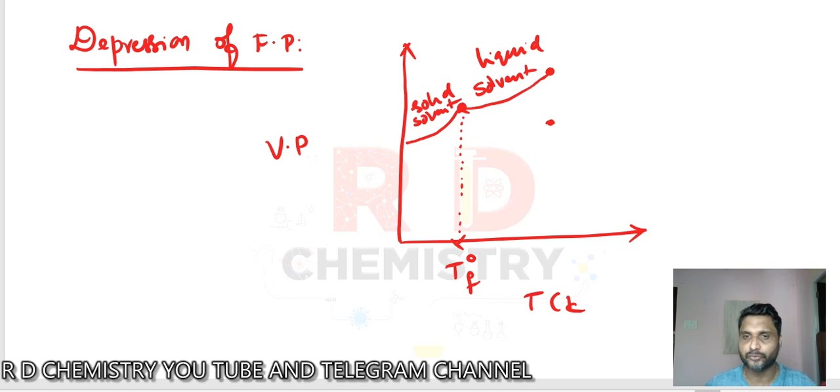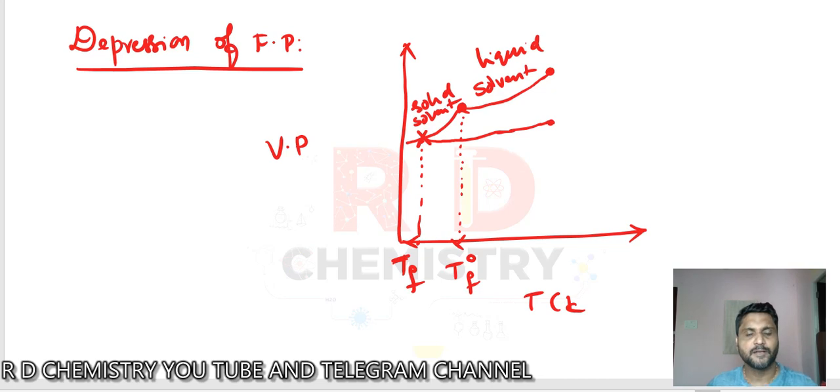I need to freeze the solution now. So what will happen? I'll decrease the temperature, and I'm going to get a curve that will touch this second graph at this point. So this is the freezing point of the solution. I'll get delta Tf. Okay, understood?